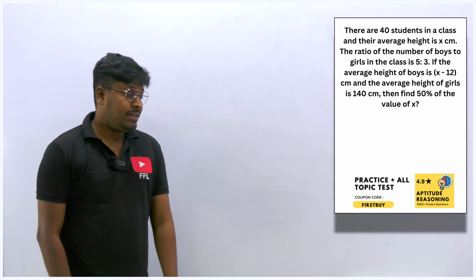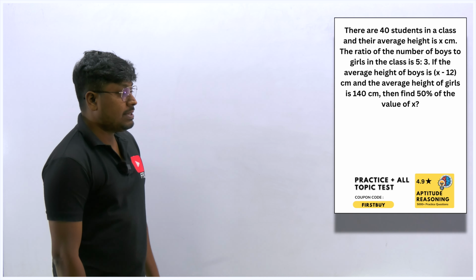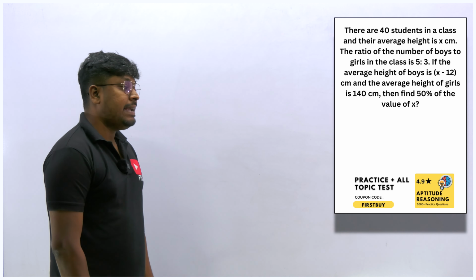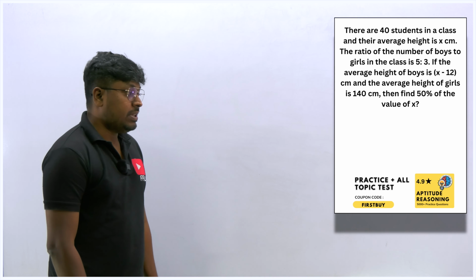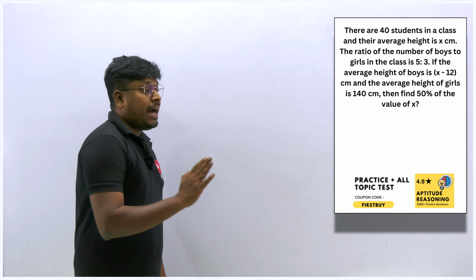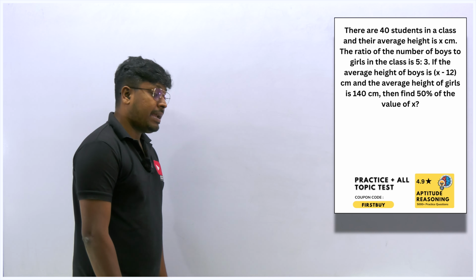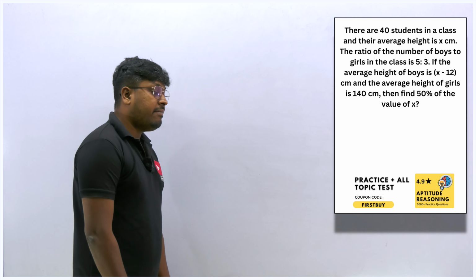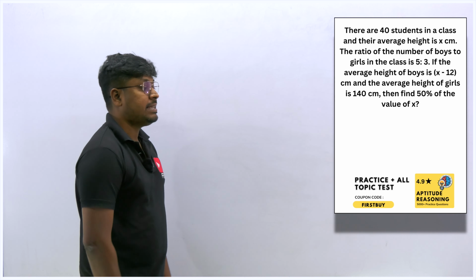So next question. There are 40 students in a class and their average height is x centimeters. The ratio of the number of boys to girls is 5:3. If the average height of the boys is x minus 12 centimeters, then the average height of the girls is 140 centimeters.